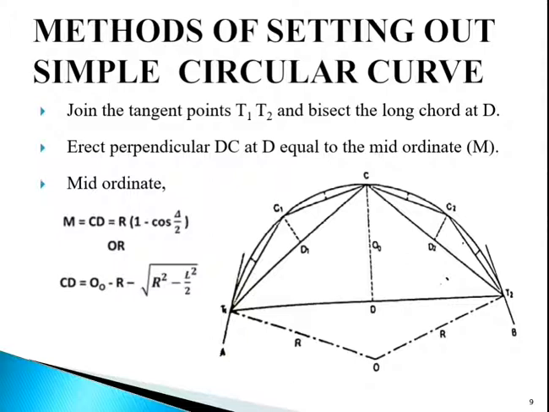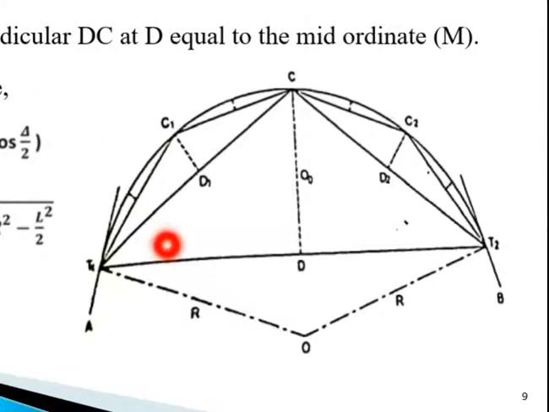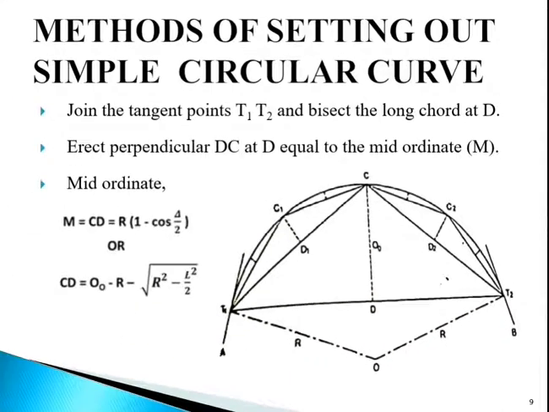Join the tangent points T1, T2 and bisect the long chord at D. Next, erect perpendicular DC, perpendicular to T1T2, at D, equal to the mid ordinate, say capital M. So mid ordinate M is equal to CD, which is equal to R into bracket 1 minus cos delta by 2 bracket, or CD is given by OC minus R minus under root R square minus L square by 2.